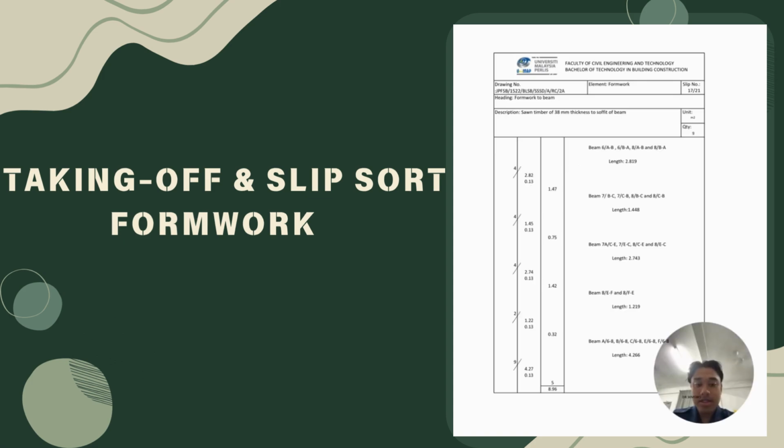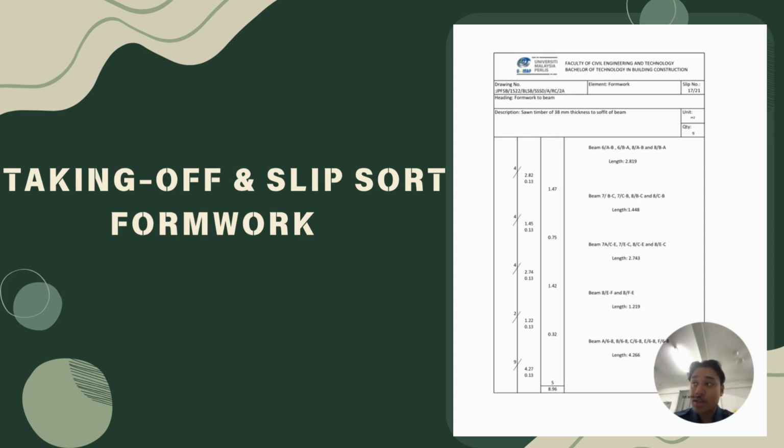Okay, the last section is soffit of beam. So the description will be swan timber of 38 millimeter thickness to soffit of the beam. So we start with the beams 6/A-B, 6/B-A, 8/A-B, and 8/B-A. So we will have 4 units of beam that have the same length. So the length is 2.819.